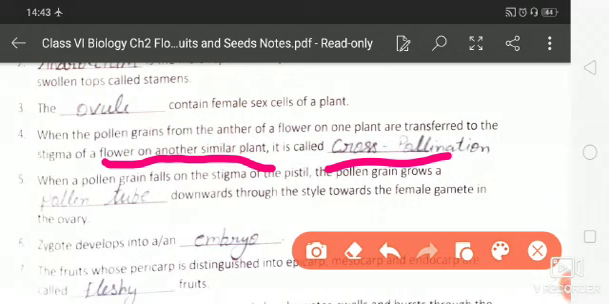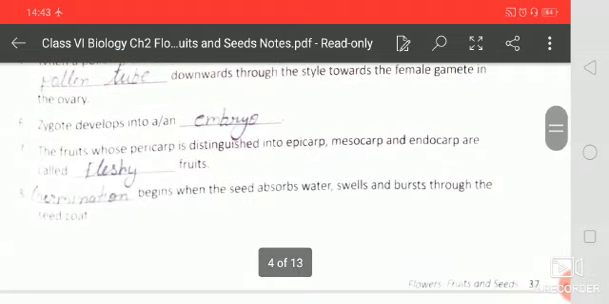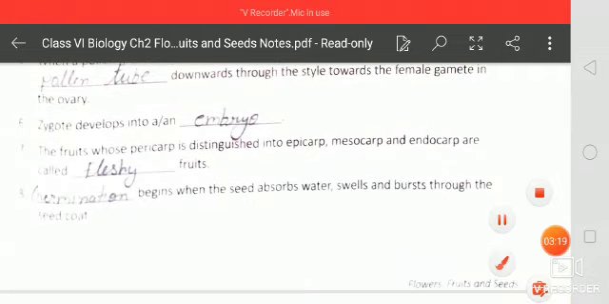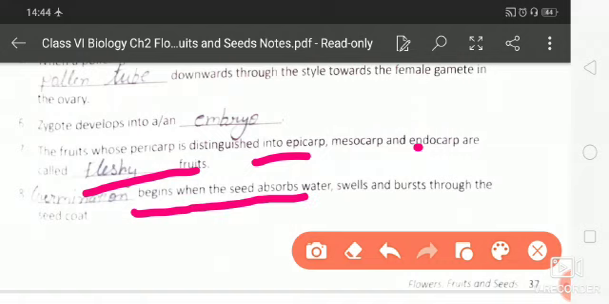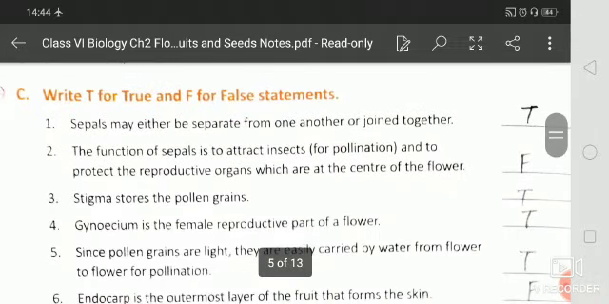When pollen grains fall on the stigma of the pistil, the pollen grains grow a pollen tube downwards through the style towards the female gamete in the ovary, and the zygote develops into an embryo. The fruits whose pericarp is distinguished into epicarp, mesocarp and endocarp are called fleshy fruits. And germination begins when a seed absorbs water, swells and bursts through the seed coat. Next one is true or false.